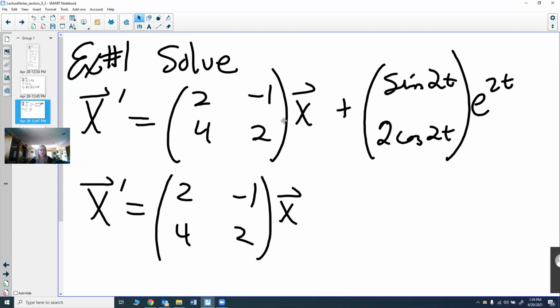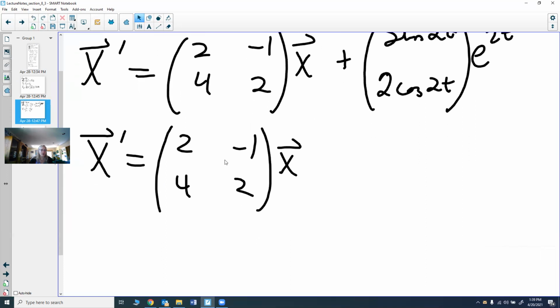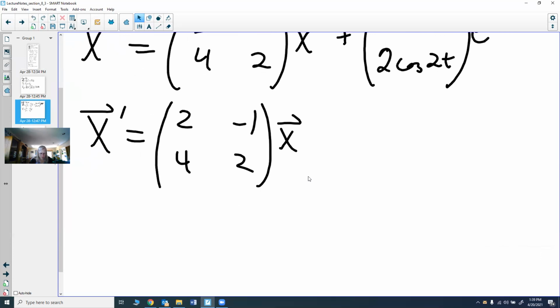All right, so let's go ahead and solve a system. We have this one here: x prime equals the matrix 2, negative 1, 4, 2 times x plus the vector sine of 2t, 2 cosine of 2t, all times e to the 2t. The homogeneous would be x prime equals the matrix 2, negative 1, 4, 2 times x. So again, the first thing we're going to do is solve this homogeneous equation.